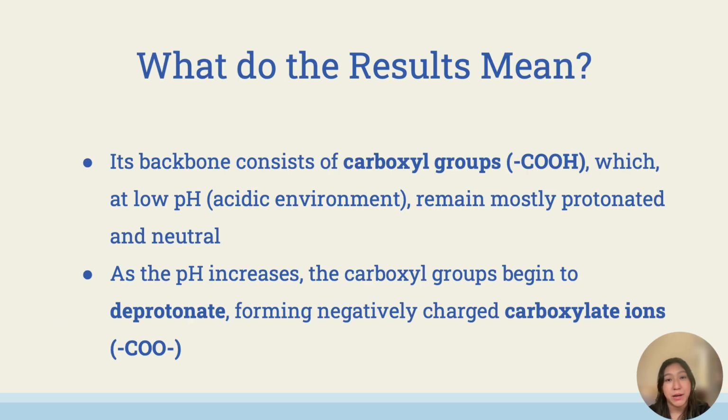Carbomer 940 has a backbone of carboxyl groups. At low pH, these groups remain protonated and neutral, limiting electrostatic repulsion between polymer chains, resulting in a tightly coiled structure and low viscosity. As the pH increases, the carboxyl groups deprotonate, forming negatively charged carboxylate ions. These negative charges repel each other, causing the polymer chains to uncoil and expand. This expansion traps more water within the gel matrix, leading to a dramatic increase in viscosity.